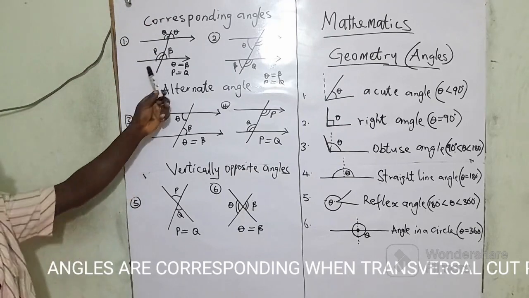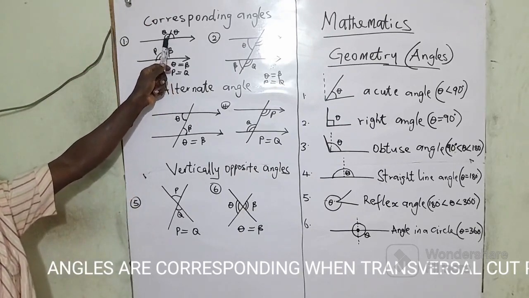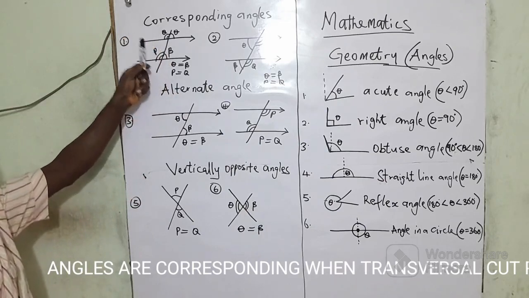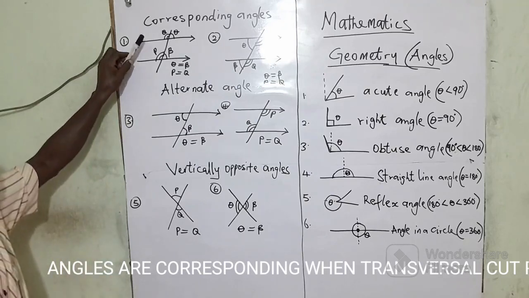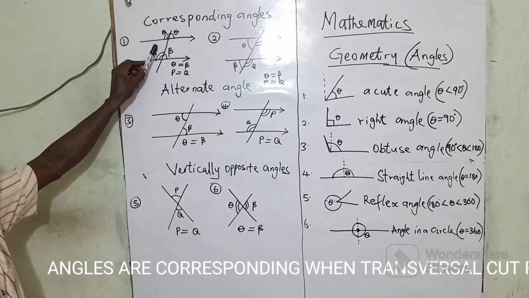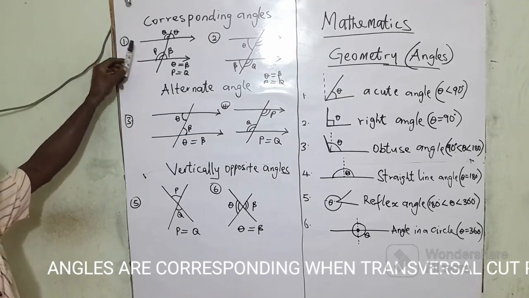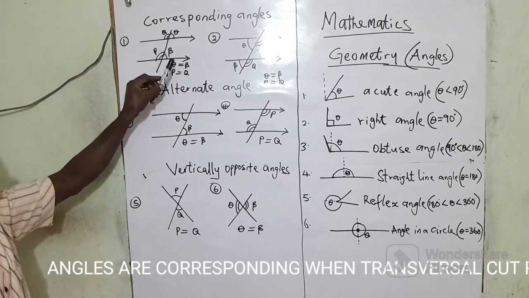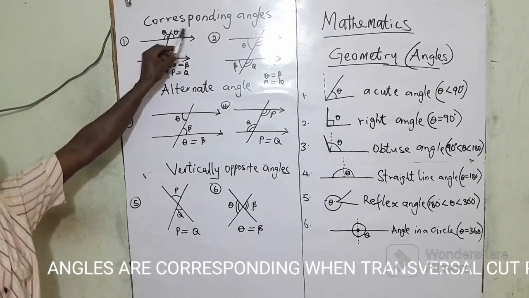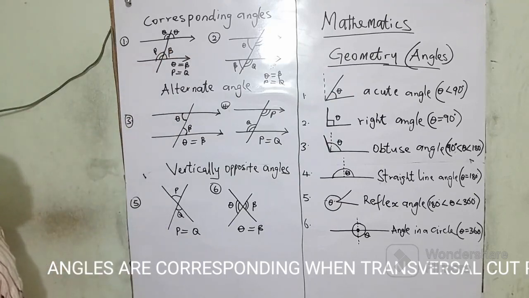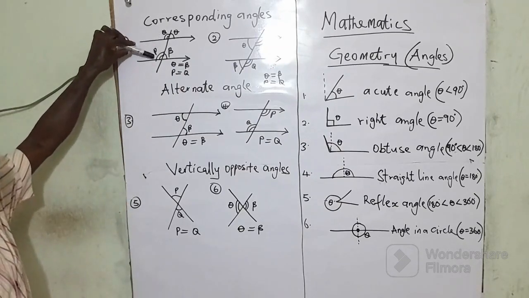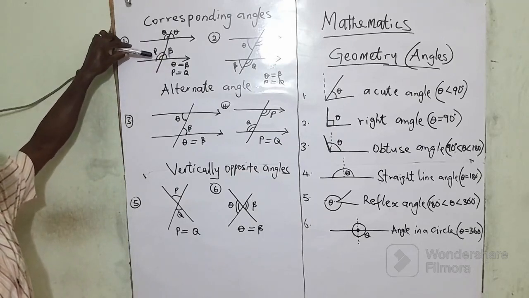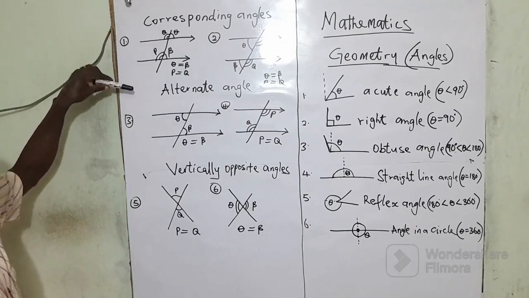If you look at this one again, we can see here and here, they are stretching at the same point, and they are facing the same side of the transversal. They are the right-hand side, left-hand side of the transversal. This P and theta and beta are on the right side of the transversal. So they are actually equal. When we have two corresponding angles, they are equal when they are found within parallel lines.